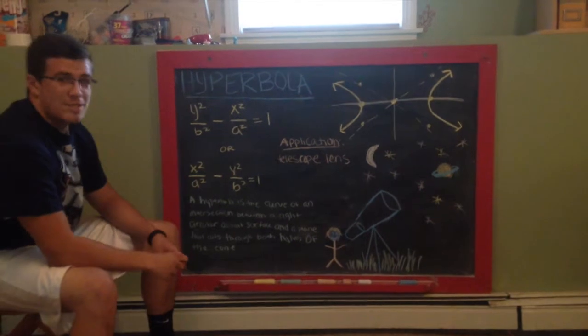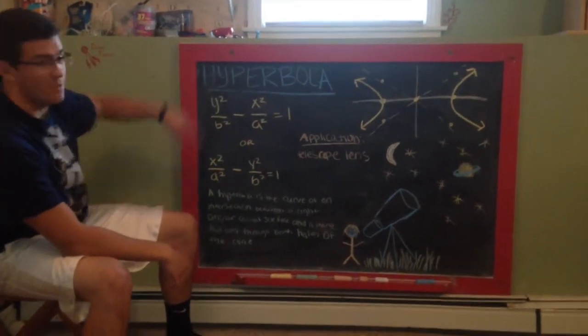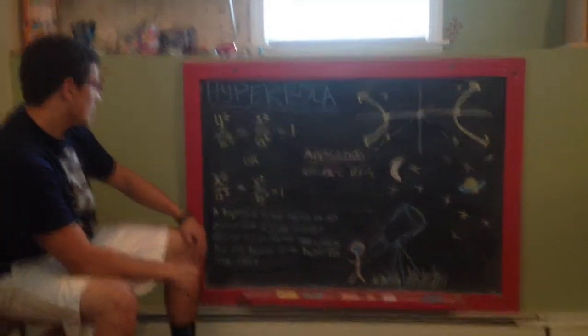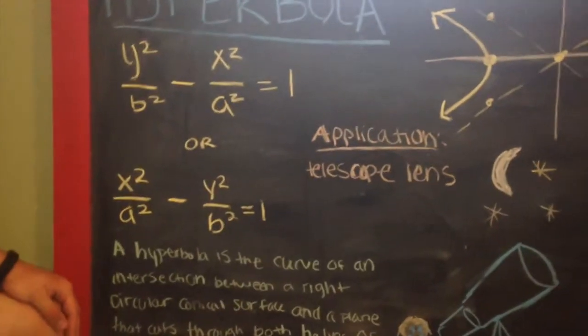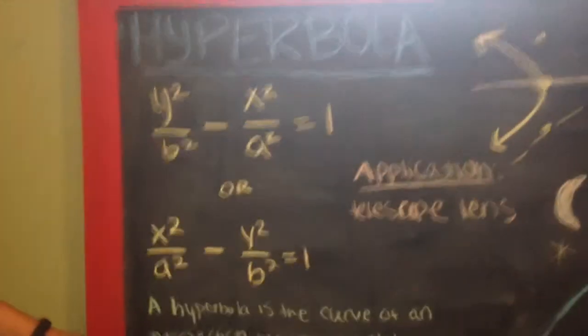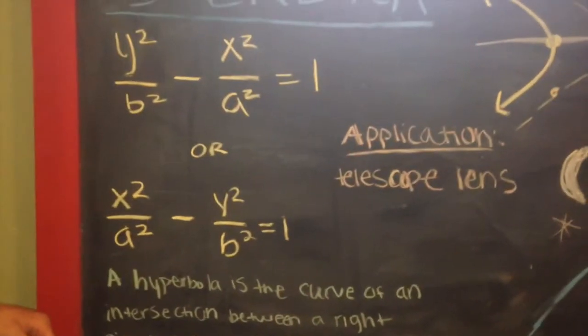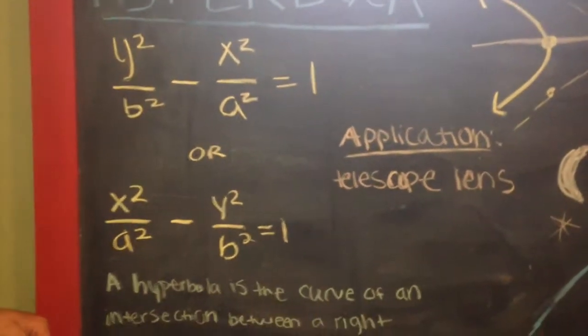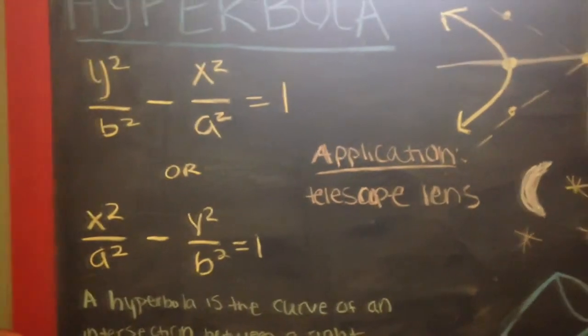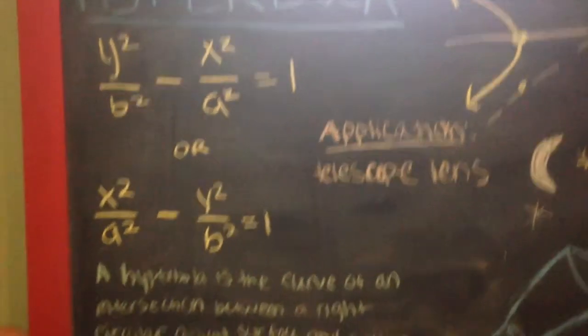The next conic section is the hyperbola. There are two equations for the hyperbola. The first one being y squared over b squared minus x squared over a squared is equal to 1. The second equation is x squared over a squared minus y squared over b squared is equal to 1.